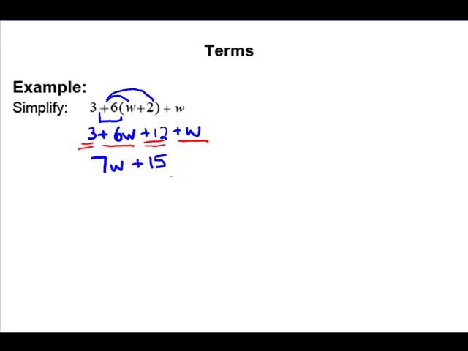So 7W plus 15. Notice at the beginning, for order of operations, we had to distribute and multiply this 6 with the parentheses. We could not jump here and do this addition. Multiplication goes before addition.